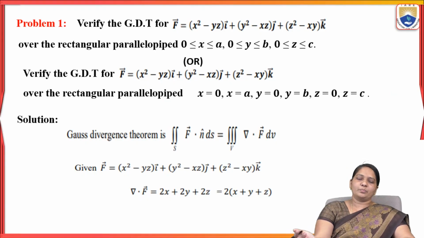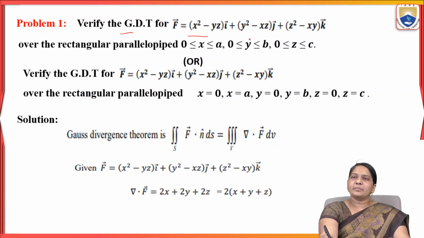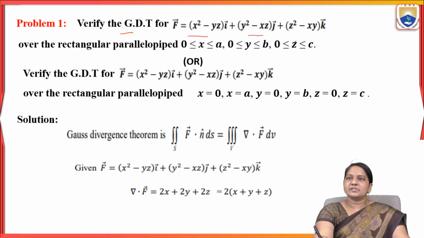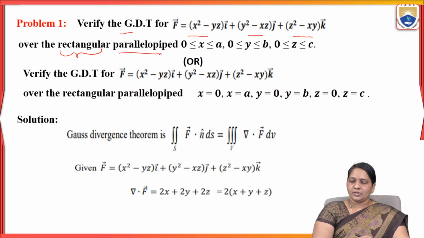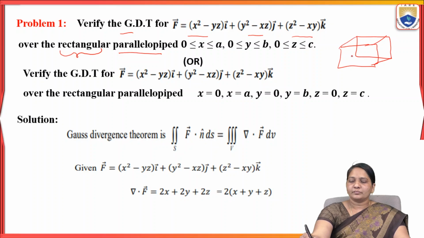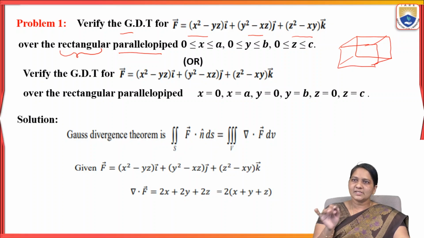See here, first problem: verify the Gauss Divergence Theorem for f bar equal to (x square minus yz) i, (y square minus xz) j, (z square minus xy) k over the rectangular parallelepiped. Rectangular parallelepiped means we can imagine a cuboid here. Based on this we can identify the surfaces. Here they are giving the x limits 0 to a, y limits 0 to b and z limits 0 to c.